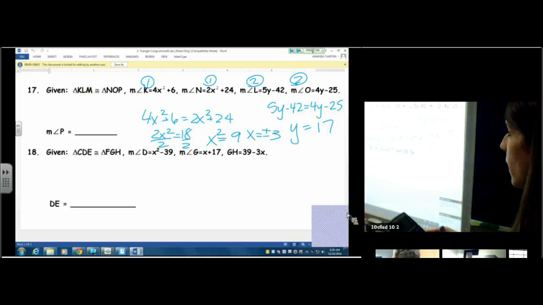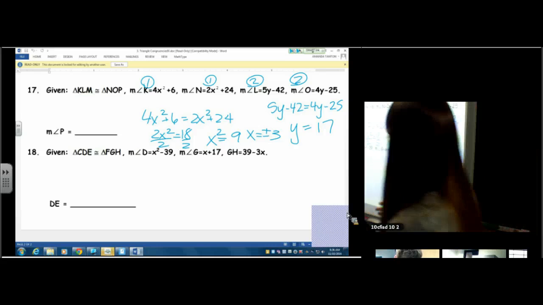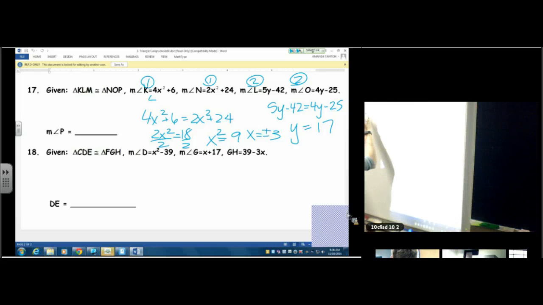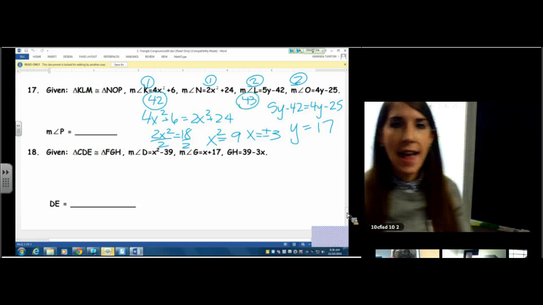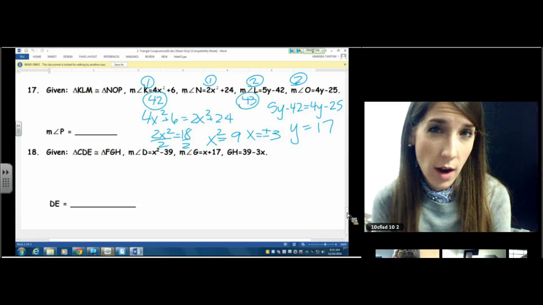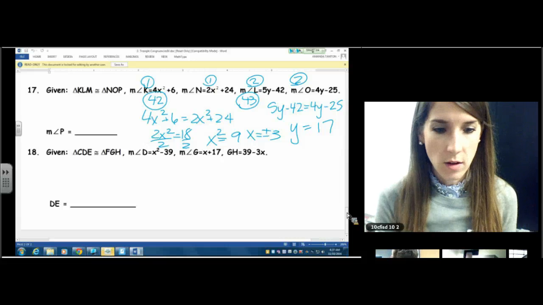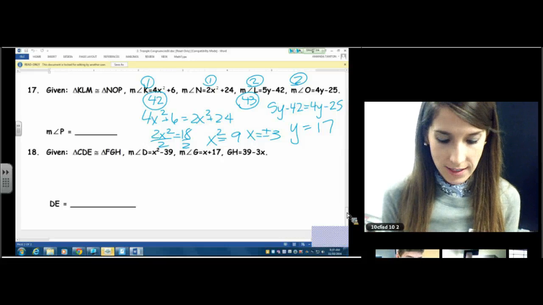So 4 times 3 squared plus 6. So angle K is 42. Then let's go to angle L. 5 times 17 minus 42. This one's 43. K and L are two angles in a triangle. Now we can find the third angle by adding them up and subtracting from 180. Yeah, that'll do it if you didn't do that.